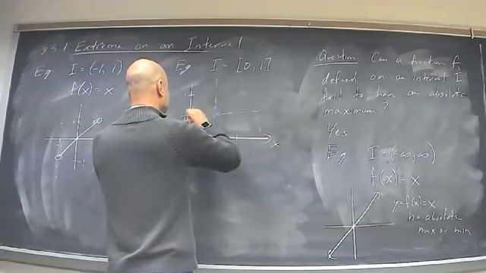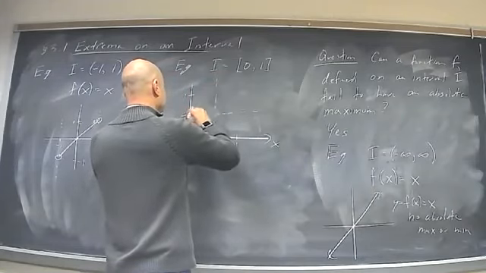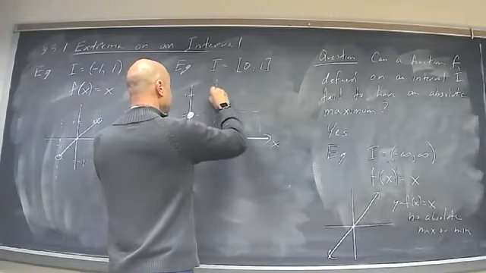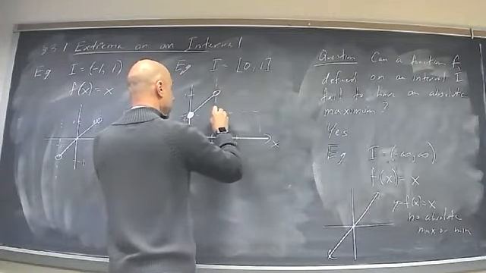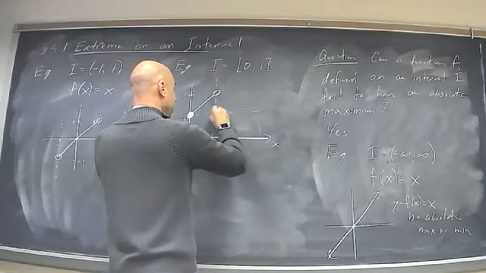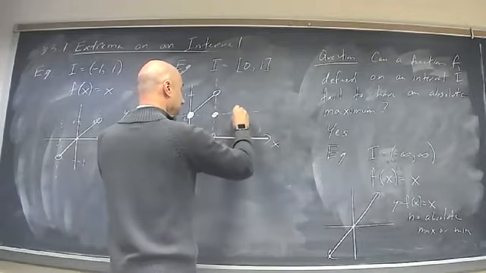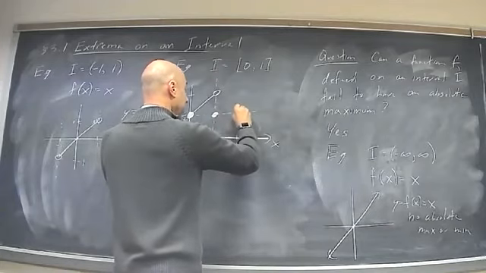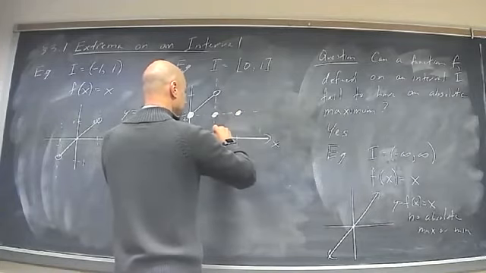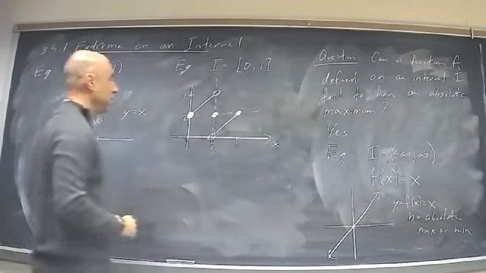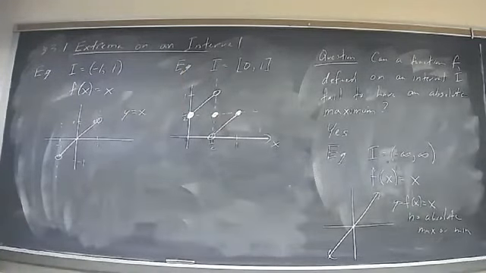So from here, oops, closed interval, so I have to have a closed circle. From here, all the way to here, and then I'm going to have an open circle. Then I'm going to put a closed circle right here. And then an open circle here, closed circle here. There's a function.